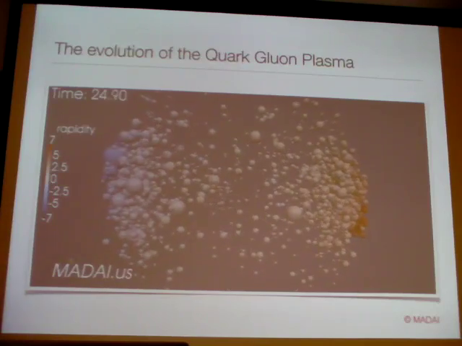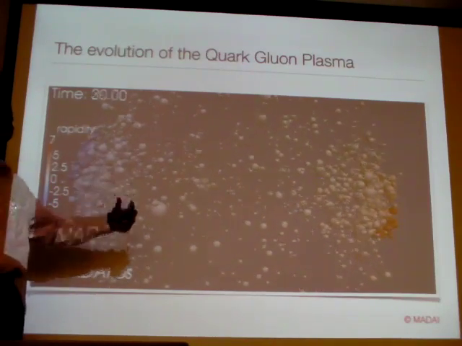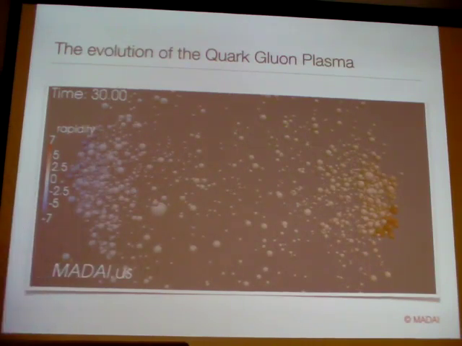But the key point is there's an intermediate state of matter, this yellow blob that was expanding, which is quite exotic. It's certainly material that has been observed in the real world. It's been seen at Brookhaven in the heavy ion collider and at the LHC. So that's one state of matter.